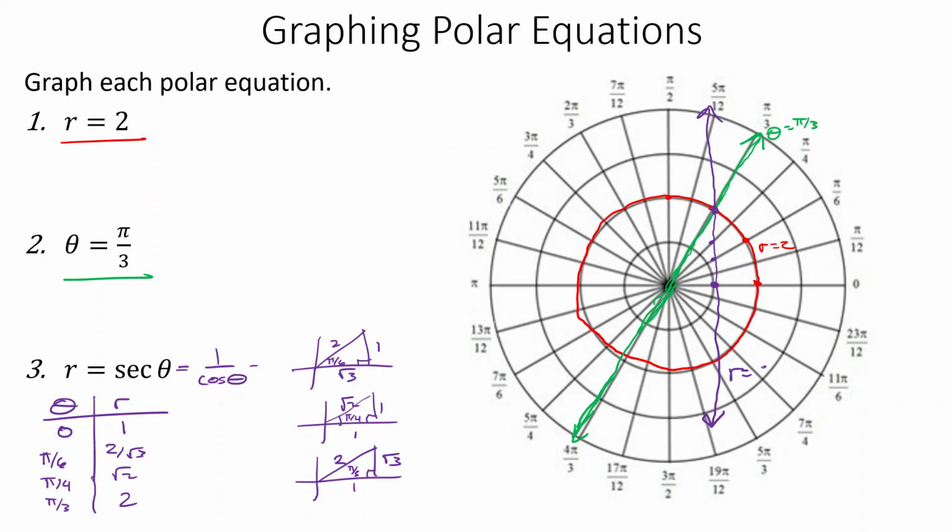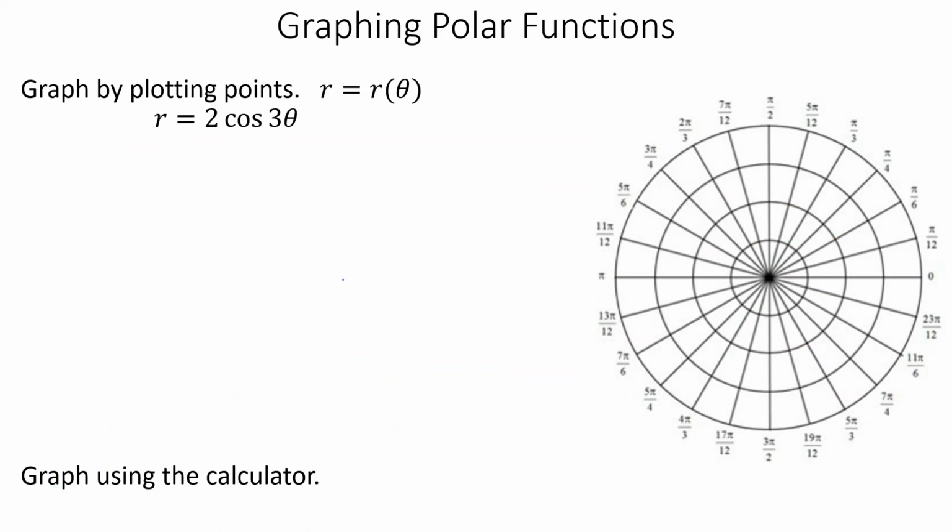So this is r equals secant of theta. All right, neat, huh? All right, we can get more complicated. So we can graph stuff like r equals 2 cosine of 3 theta.